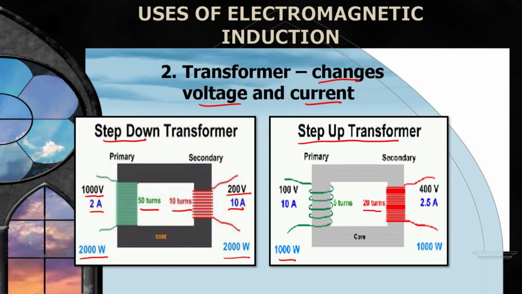And for you to produce 1,000 watts, as you can see, you're going to increase the voltage from the primary with a lesser turn to 400 volts, while the current is decreasing from 10 amperes to 2.5 amperes, so that you can have the same amount of power in this kind of transformers.